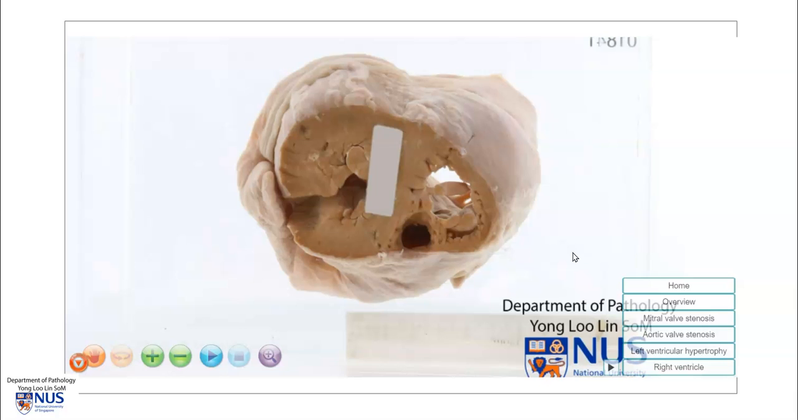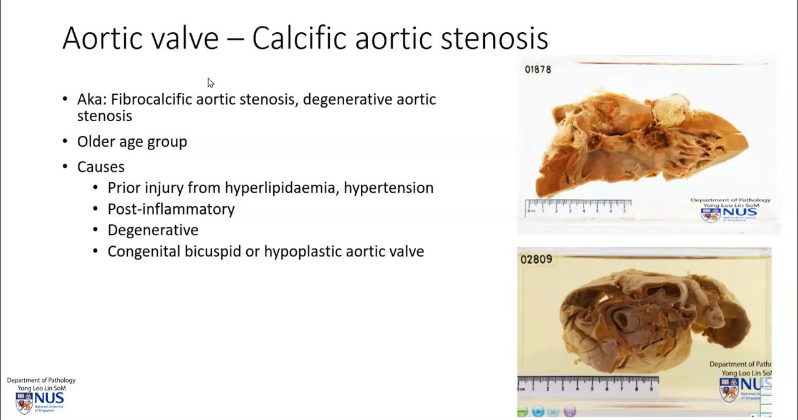Let's learn a bit more about calcific aortic stenosis. This condition has other names including fibrocalcific aortic stenosis and degenerative aortic stenosis. This occurs in the older age group and can be due to previous injury from hyperlipidemia or hypertension, so systemic conditions. It can be post-inflammatory. If there has been inflammatory valve disease, it can be degenerative, and also it can occur superimposed on abnormal valves. For example, if the aortic valve has two cusps, hence a bicuspid valve, or if it is hypoplastic.